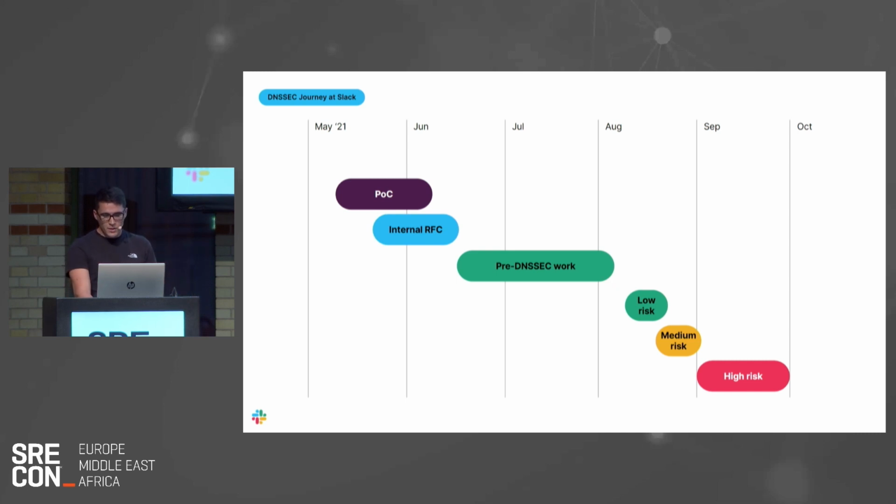So once we deemed our zones to be ready for DNSSEC, we started with the actual rollout plan. By design, DNSSEC can only be enabled on a per domain basis. That makes it impossible to enable DNSSEC on a subdomain or subzone, and this design choice will significantly increase the risk of a DNSSEC rollout.